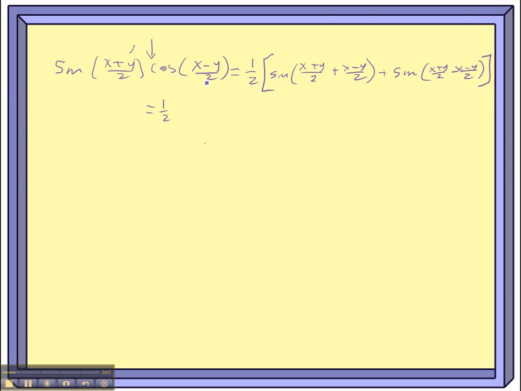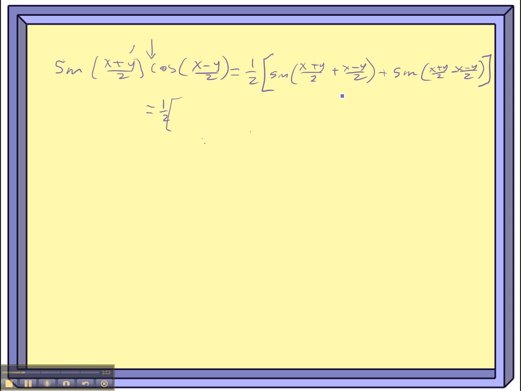Okay. So I had the sine of x plus y over 2 times the cosine of x minus y over 2. It's a product, so I'm going to use a product sum formula, which was 1/2 the sine of the sum of those two angles plus the sine of the difference of those two angles. And I was in the process of simplifying before the video ended. So as soon as I find my cursor here, I will finish simplifying it.